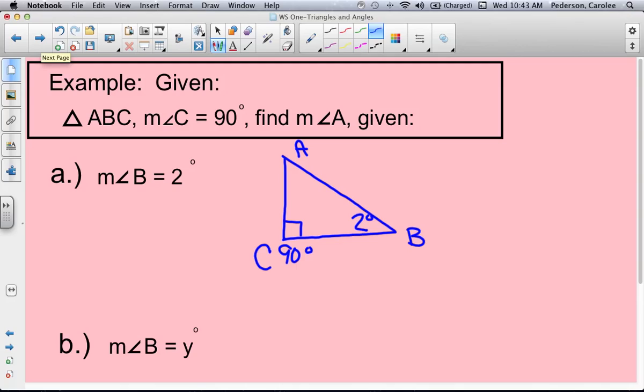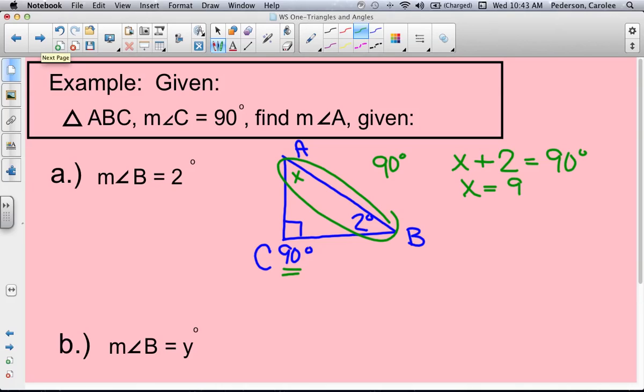Well, the triangle sum theorem says that if you have three angles, they add to 180 degrees. So these two are left to be a total of 90 degrees. Since we have 90 degrees here, we have to have another 90 degrees between that pair. So we set up an equation. X plus 2 degrees has to add to 90. Subtract 2, and you get 88 degrees. And that is the measure of angle A.